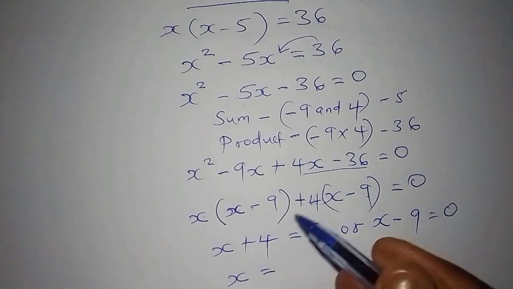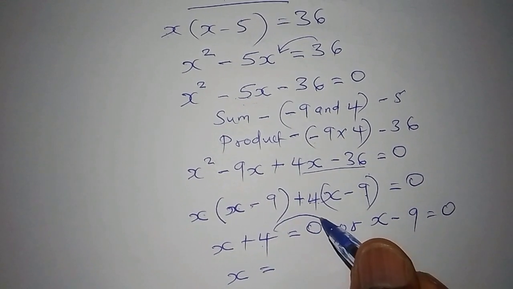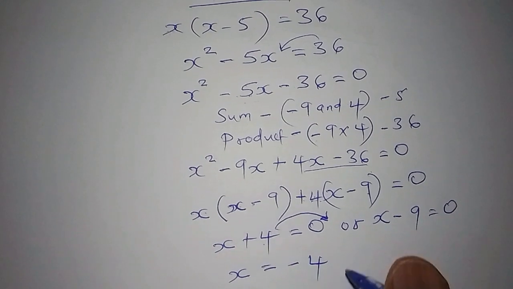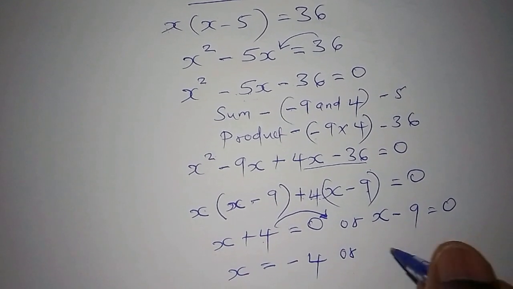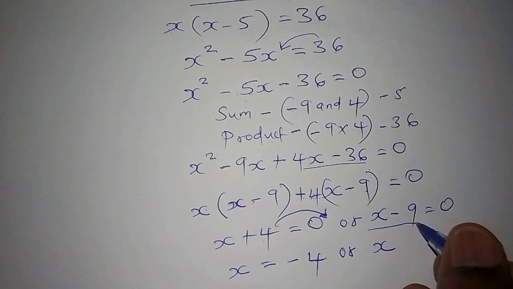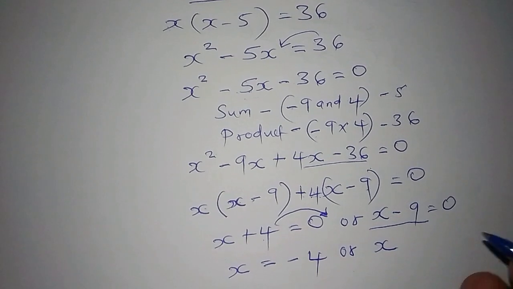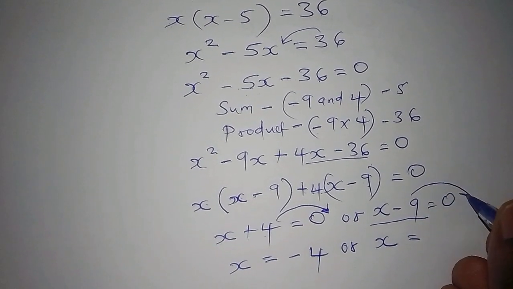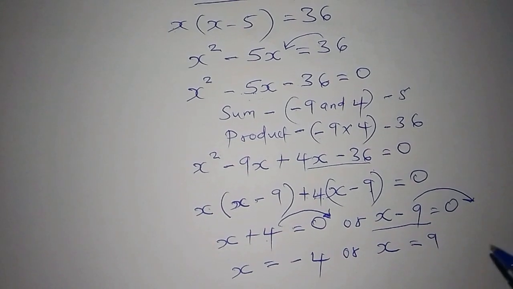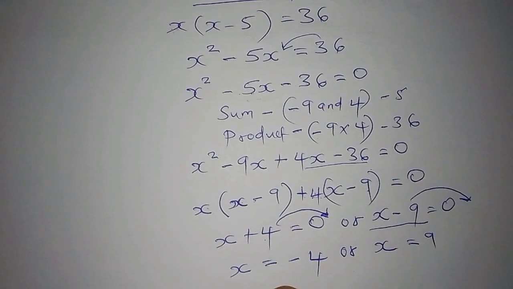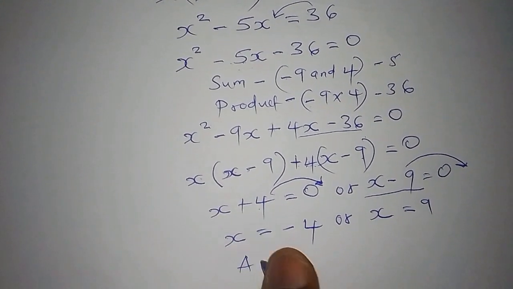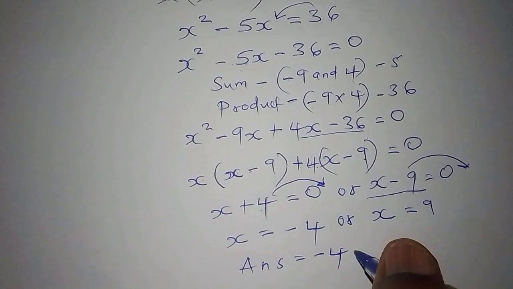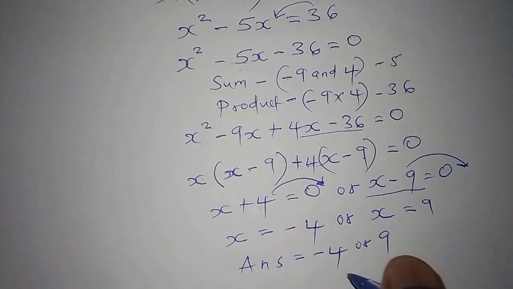So when you work out this part here, you can say that x is equals to, when 4 crosses the equal sign, x is equals to minus 4, or x is equals to, when minus 9 crosses the equal sign, it becomes plus 9. So the answer is x equals minus 4 or 9.